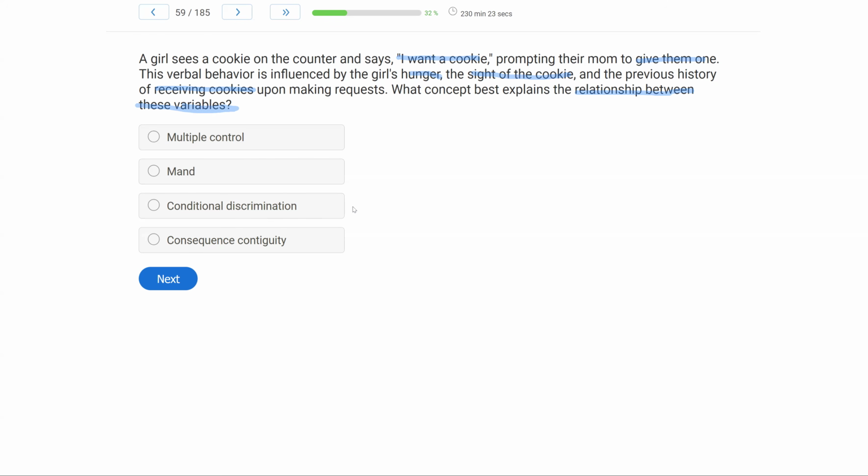It's not about conditional discrimination here. We're not, again, discussing discriminating between different snacks or anything of that sort. We're talking about the relationship between hunger, cookie, and learning history. And then consequence contiguity has to do with closeness of consequence, which obviously is not the topic that we're discussing here. The concept that we're talking about is multiple control, where we have multiple variables playing a role in the verbal behavior.